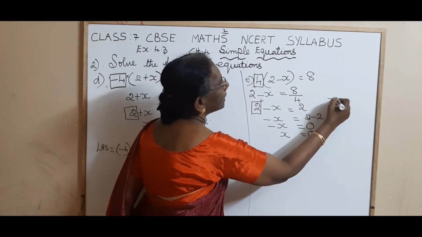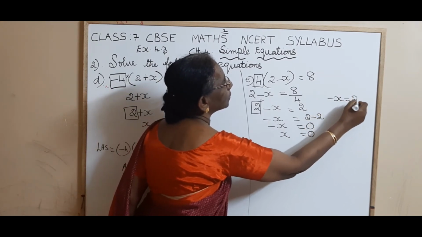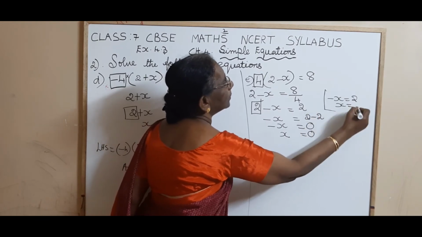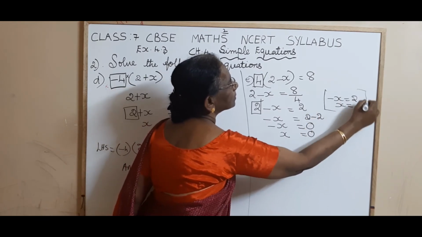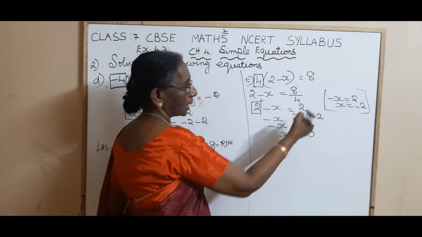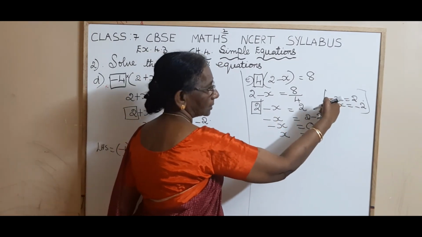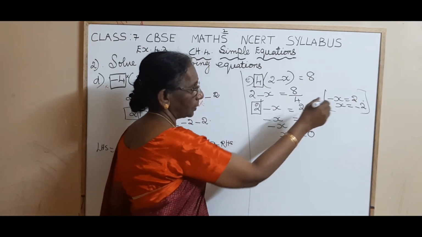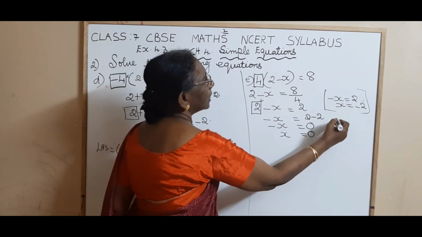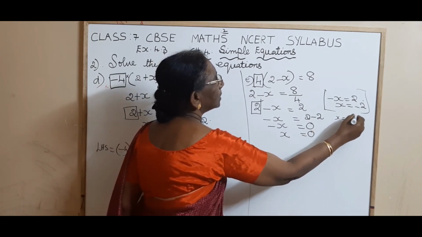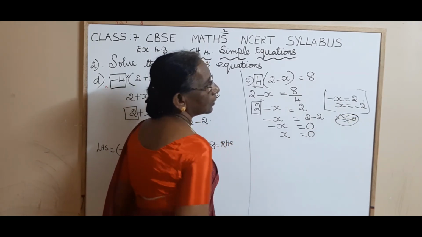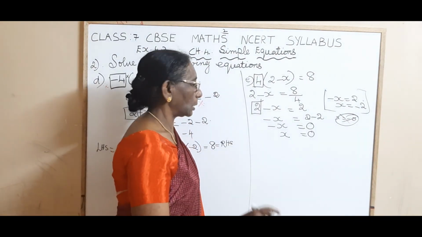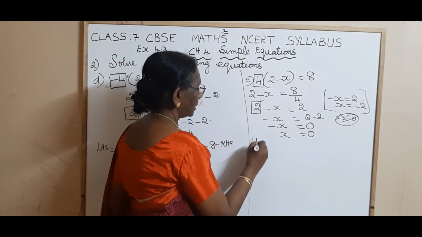Suppose you get minus x is equal to 2. What should you do? You will multiply both sides by minus, then x is equal to minus 2. Here if you write x is equal to minus 0, it is meaningless, because 0 is neither positive nor negative. It is neutral.